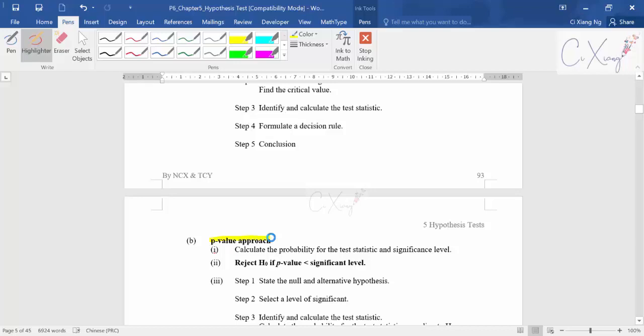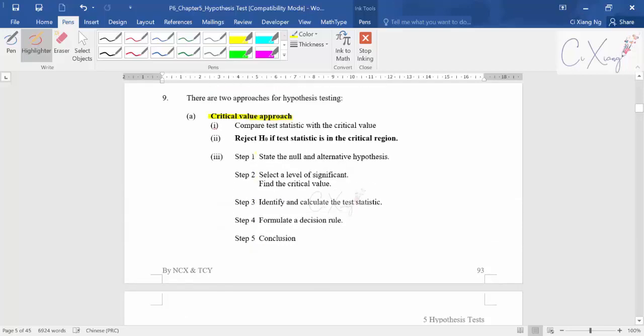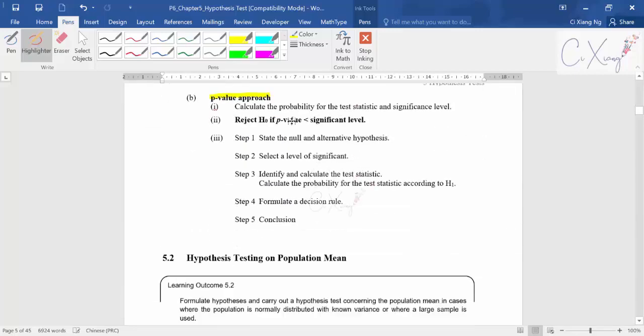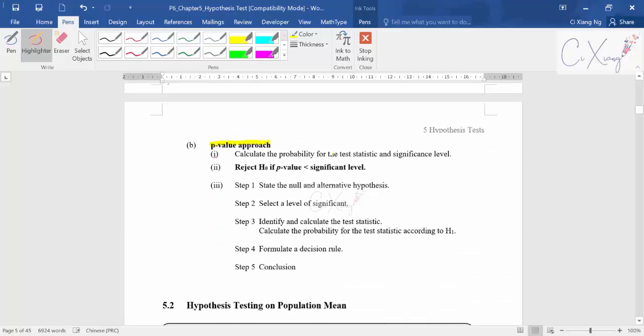Okay. So generally I will teach you both. It will be good also if you know both methods. For the critical value approach, you will see that in the marking scheme, they actually give you the answer for the critical value approach. But sometimes they will provide the value for the p-value also. So to me, I think both are equally important. I think both are useful, so I will teach both. So if possible, try to learn how to carry out the test by using both methods.